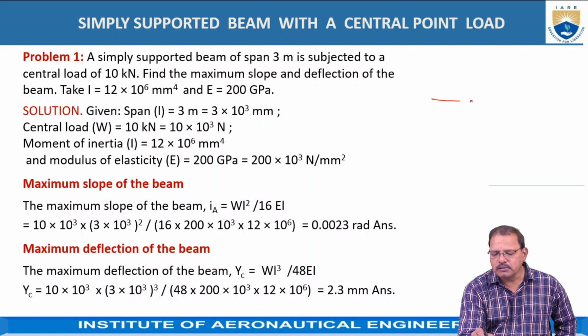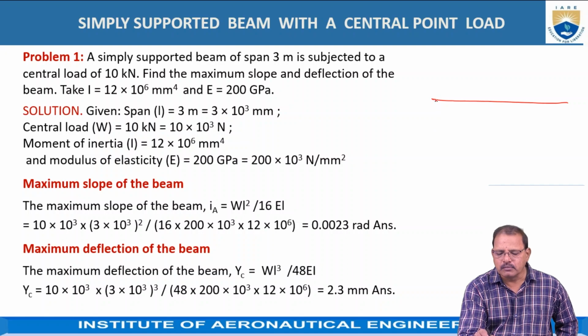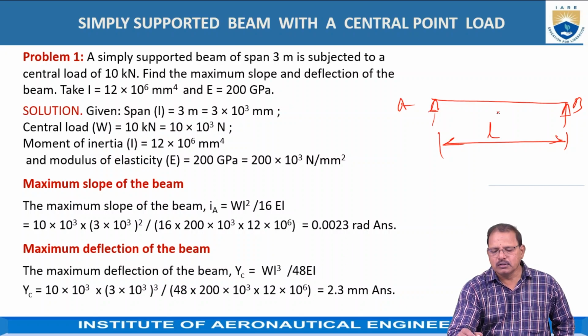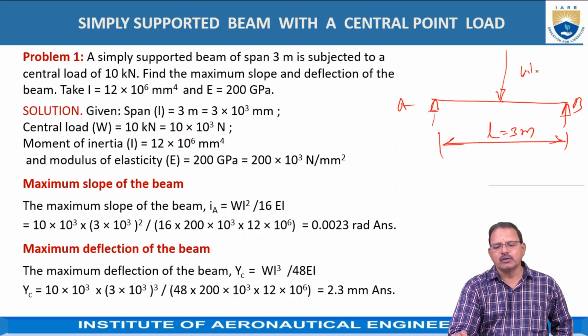Here the beam is given, a simply supported beam. Here these are the supports at A and B now. The length of the beam is equal to L, which is equal to, according to the problem, 3 meters. The load is acting at its center, which is equal to W now. So I am taking the given data in the problem. A simply supported beam of span 3 meters, that is the length of the beam is equal to 3 meters.